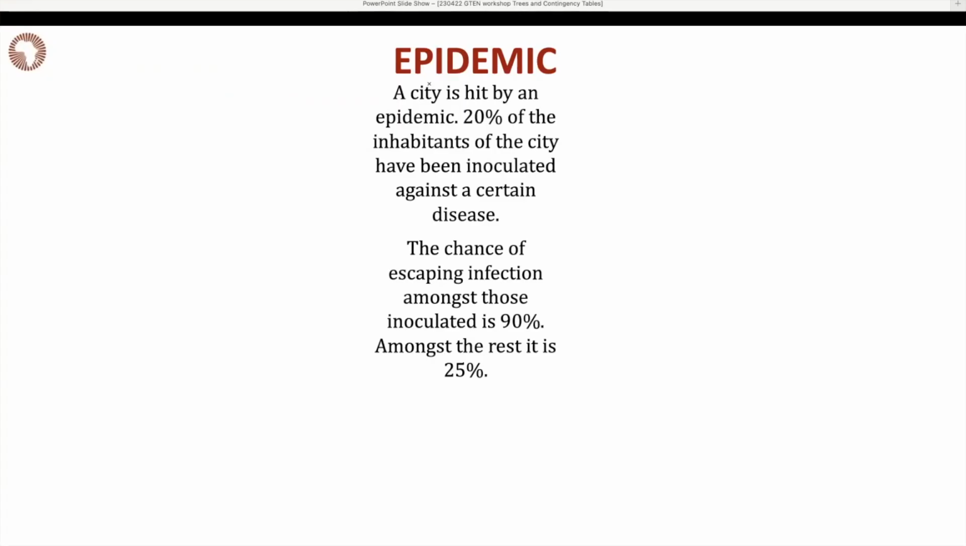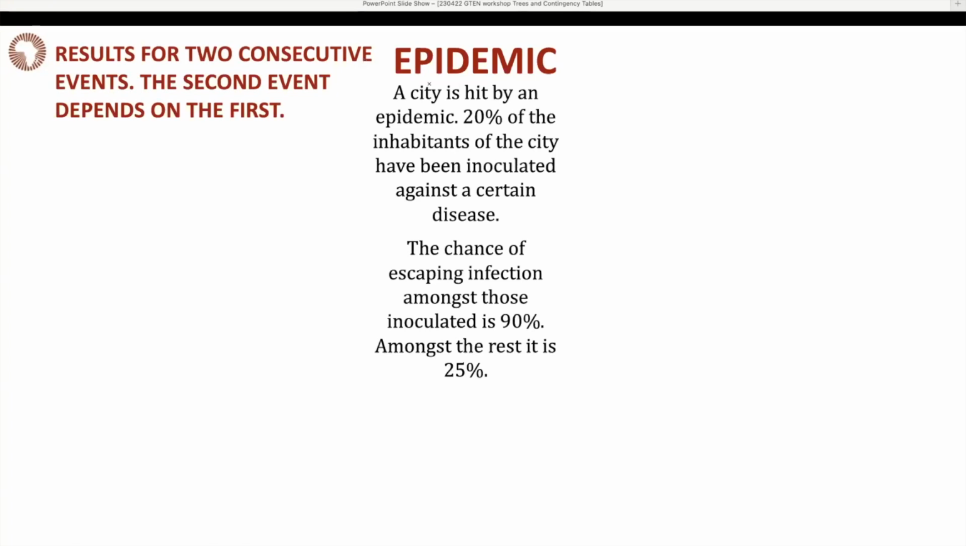So we've got 20% of the inhabitants have been inoculated against the disease, and the chance of escaping infection, if you've been inoculated, is 90%. If you haven't been inoculated, your chance of escaping infection is only 25%. Now, this is 2 consecutive events, and it is dependent, the second event depends on the first. How are we going to represent this?